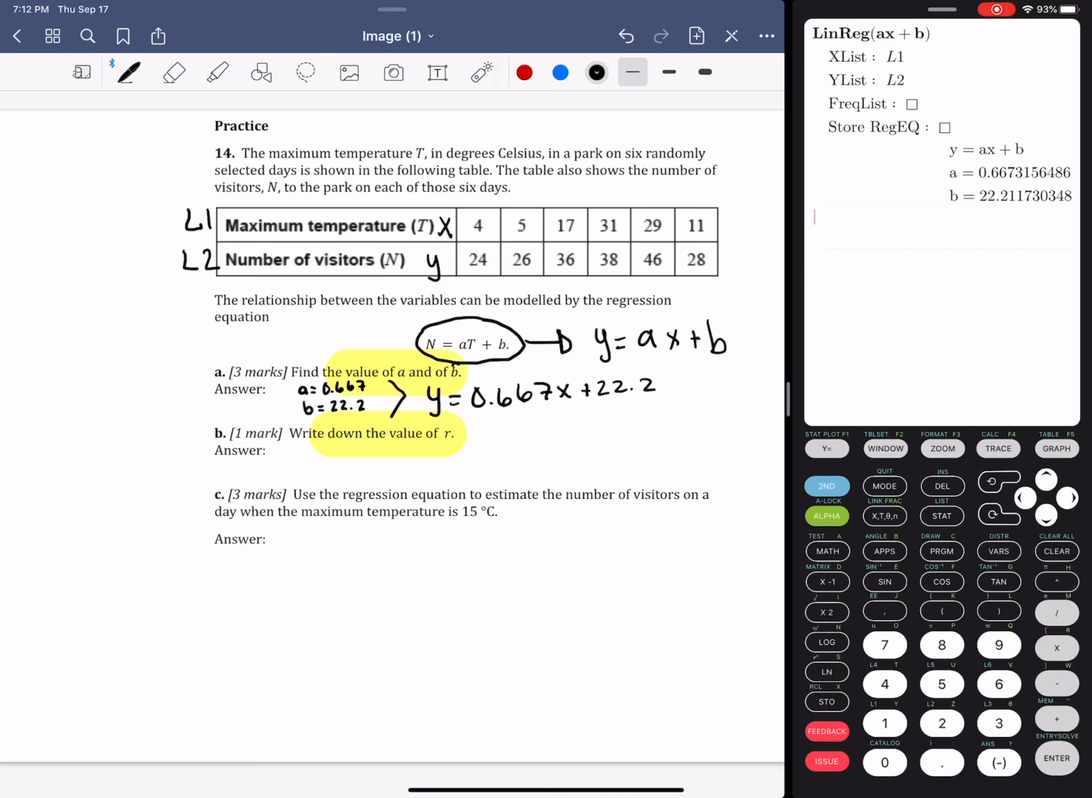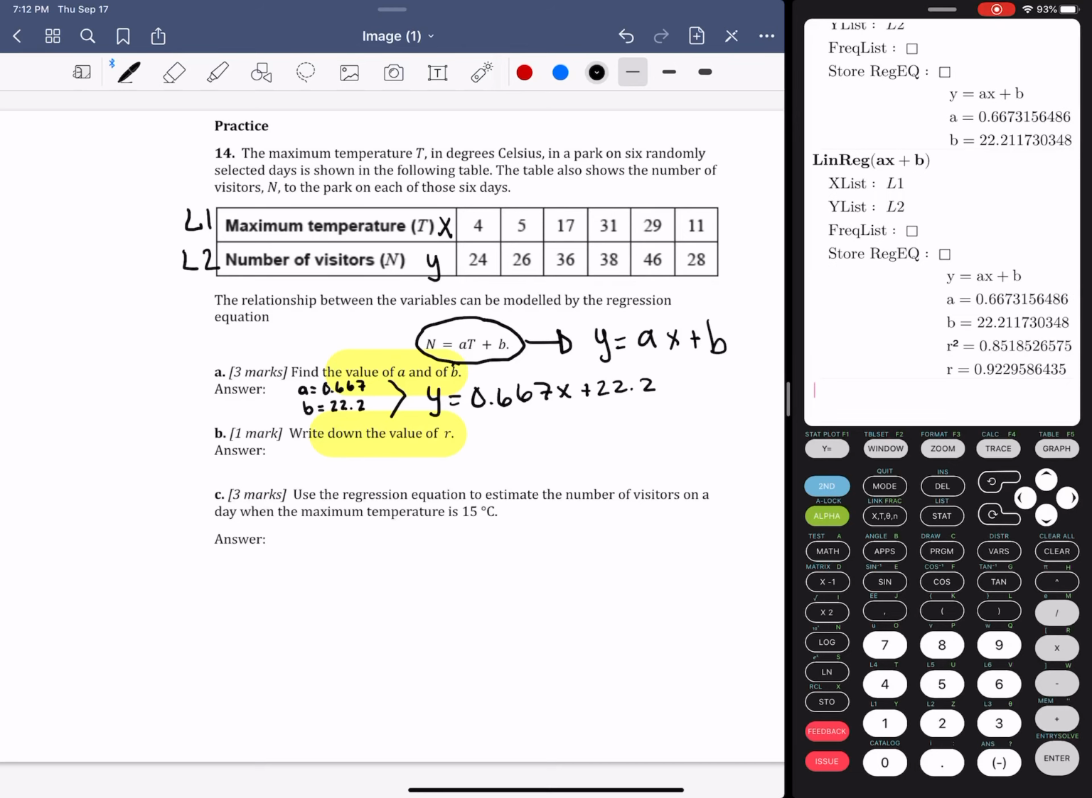And I'm going to do the same thing. I'm going to go to stat, go to the right, calc. Either you can go down or press 4. I'm going to press 4. You see how they both look the same above and below in my calculator? Well, when I press enter, look what's going to happen. You see how now it's giving me an R squared and an R? R squared is really awesome, but because we are not covering that right now in our class, we're going to look at our R value. Now my R value is 0.92295 and so on.